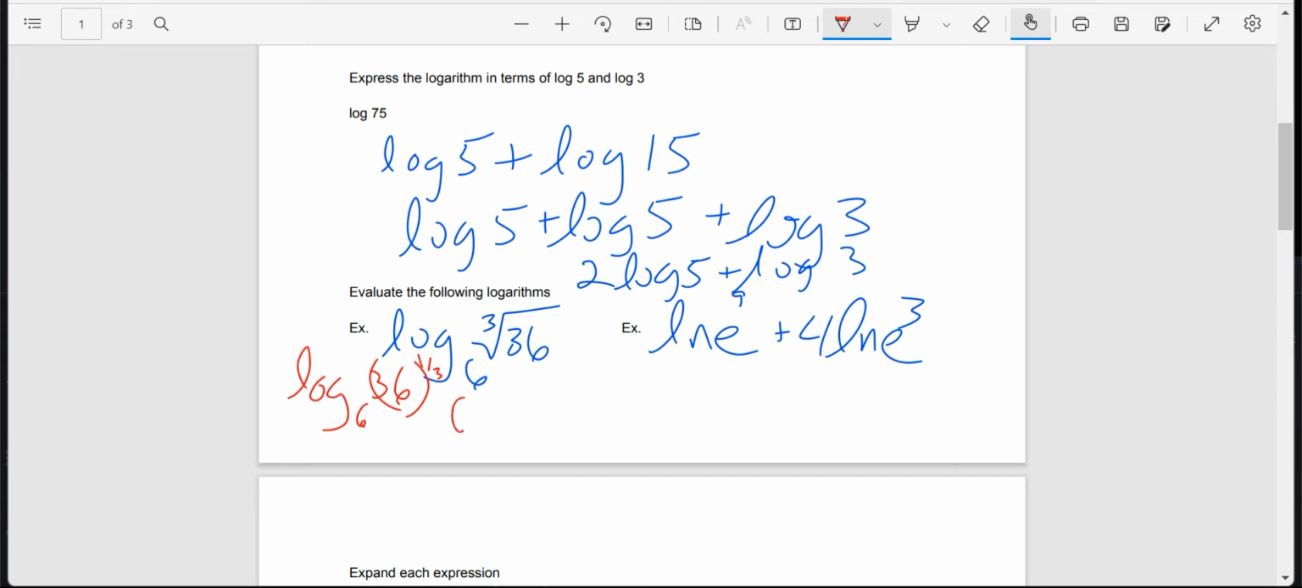So what I'm going to do next is log base 6. I'm going to do what I said the first time, 6 squared to the power of 1/3. Now, power to a power you multiply. So I'm going to get log base 6 of 6 to the 2/3, because 2 times 1/3 is 2/3. Move the 2/3 up front. And remember, log base 6 of 6 is the same as 1. So your answer is 2/3.